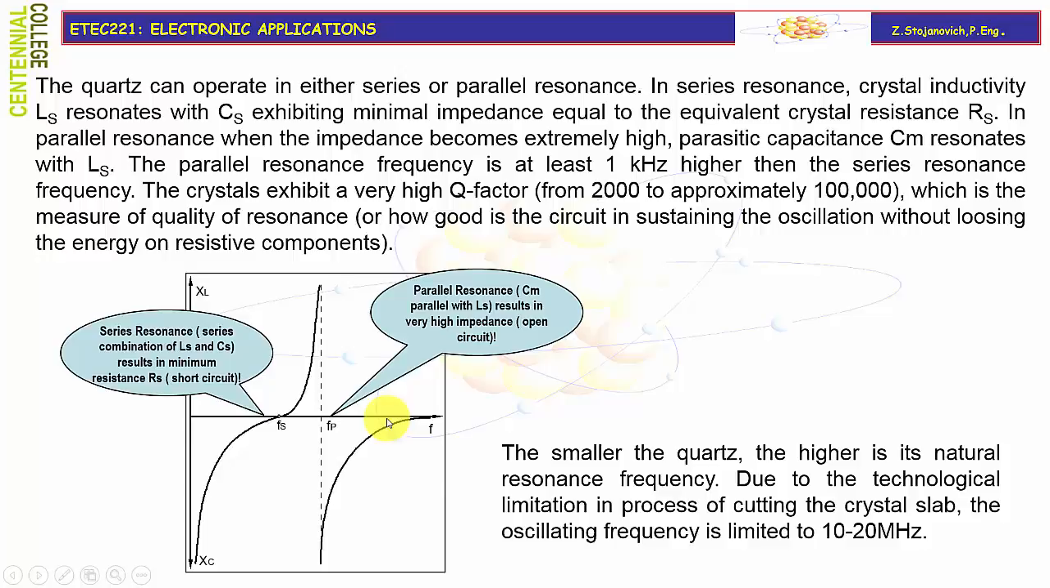The crystal exhibits a very high Q factor from around 2000 to approximately 100,000, which is the measure of quality of resonance, or how good is the circuit in sustaining the oscillations without losing the energy on resistive components. The smaller the quartz, the higher its natural resonance frequency. Due to the technological limitation in process of cutting the crystal slab, the oscillating frequency is limited to around 10 to 20 MHz.